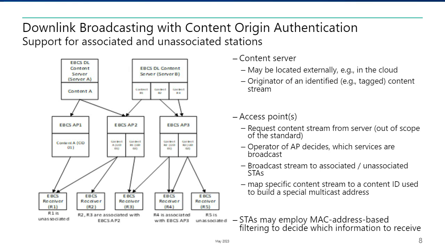the content stream to a 802.11 specific content ID that is then later on used to build a special multicast MAC address. Finally, the broadcasted information is received by the stations, and using that previously built special MAC address, the stations may employ MAC address-based filtering to decide if they actually want to receive corresponding information and forward it to the upper layers, or just simply discard the information received via the broadcast service.